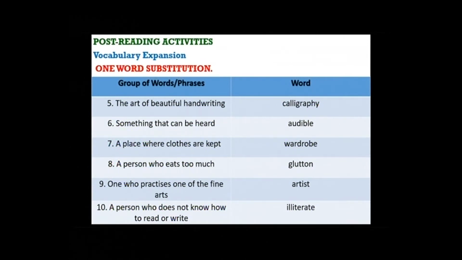That person is called artist. Artist. And the last one is a person who does not know how to read and write. Who does not know how to read and write is called illiterate. Illiterate. Students, don't be illiterate. Learn to read and write.